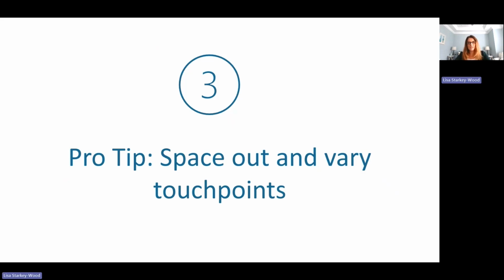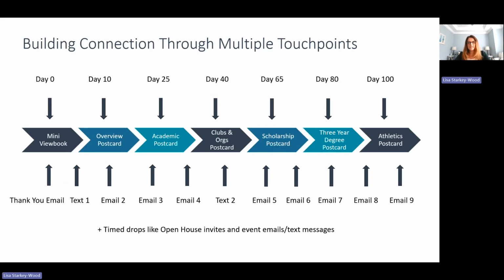Our third pro tip is space out and vary those touch points. So this is an example of an inquiry track that I have used in a prior life of mine. And so what you're seeing in the middle with those multicolor arrows is a direct mail plan where you're sending information out in the mail, making sure that students and families are seeing it. I know some people question, is direct mail still needed? And I do think it is.